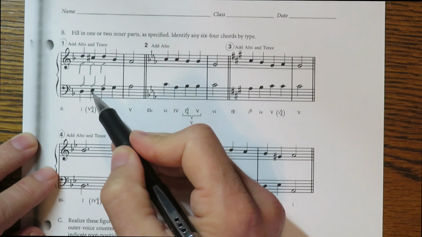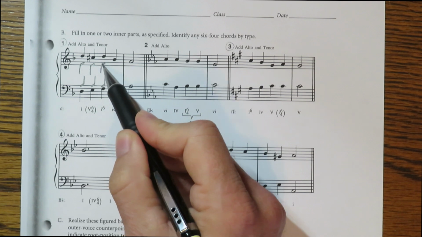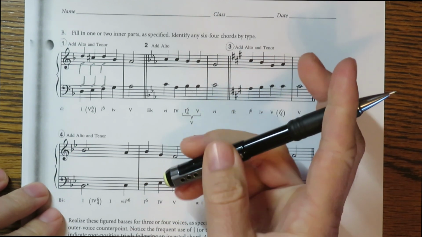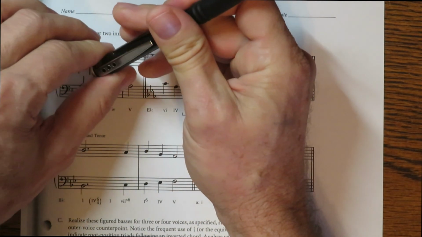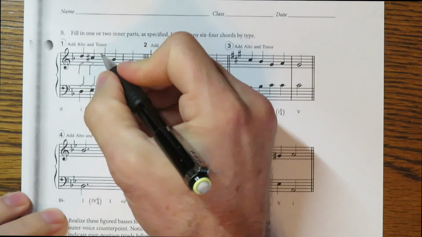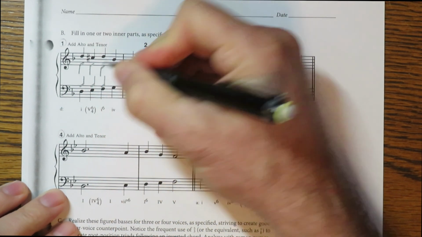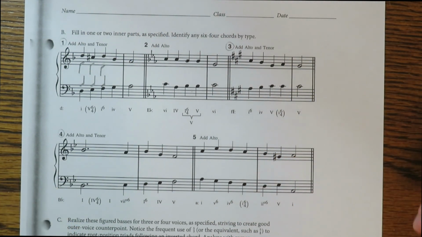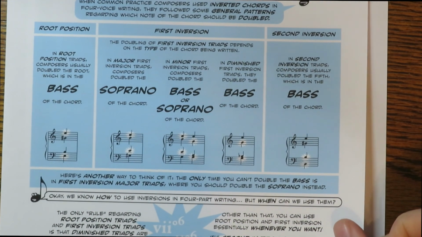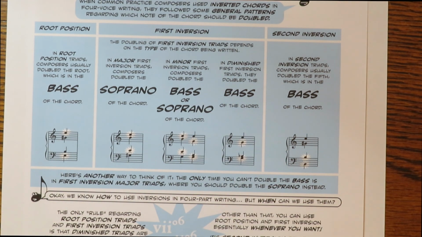Okay. We have parallel octaves between the bass and the alto. See that? E to F, E to F. Okay, so maybe let's not. Let's double the soprano. So the E still walks stepwise down. Nice. And as it says here in the Toby Brush, in minor first inversion triads, composers double the bass or the soprano. So we're covered there.